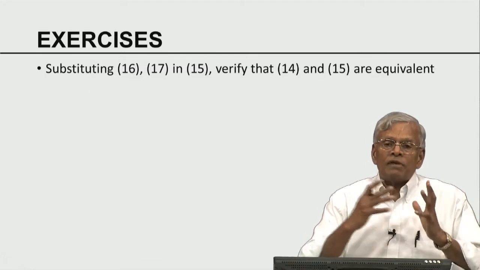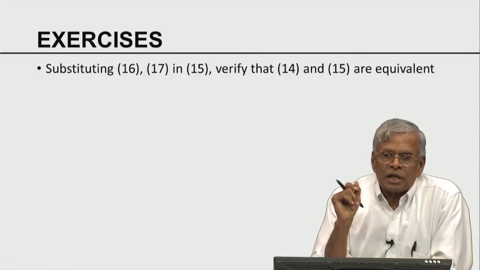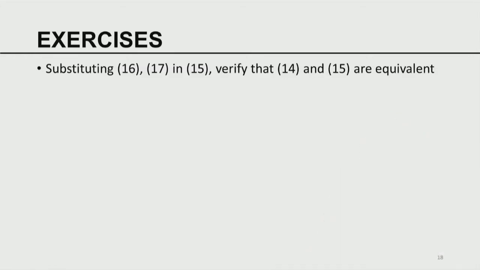So with that, we come to the end of the discussion of the Bayesian methods. Now you can see it is this Bayesian method that is going to be the basis for stochastic aspects of data simulation. What is the exercise? The exercise is substituting 16 and 17 in 15, verify 14 and 15 are equivalent. As I have already mentioned, this relates to the principle of perfecting the square in the matrix vector notation. Algebraically it is non-trivial, please do that.